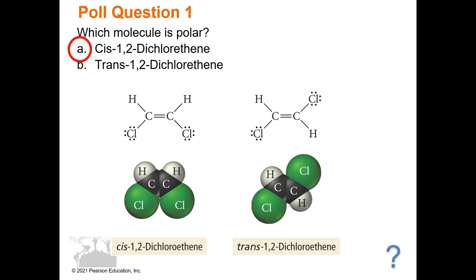So the answer is letter A, the cis version of this isomer. You should remember that chlorine is more electronegative than hydrogen. So if we divide up the molecule this way, you'll see that on the chlorine side, that'll be the more negative side. And so because of that, up here with the hydrogens, they'll be a little bit more positive. So the cis version is the polar molecule.